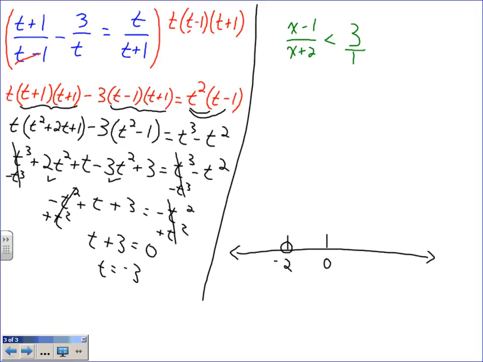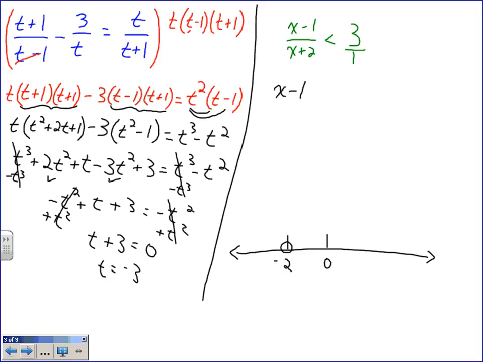And we solve it by cross multiplying. X minus 1 times 1 is x minus 1. Now do I flip that sign? How do you know? Well, the answer is you don't know. Because you don't know what x is. So you don't know if you should flip the sign. The book suggests that you're going to show where it is greater than 3x plus 6, and then less than.